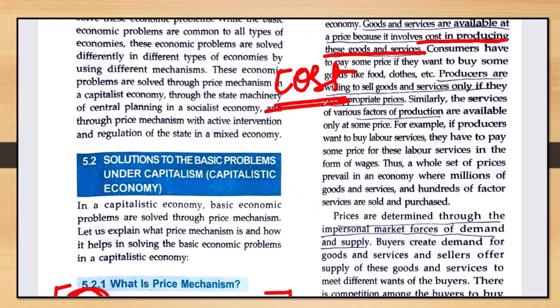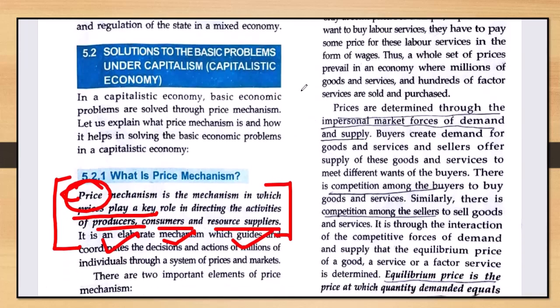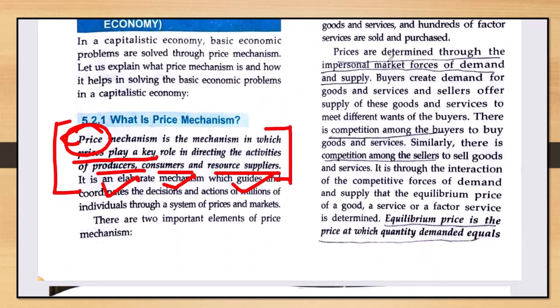Because for producing each and every good and service, you bear certain cost. So if you want to sell that good or service in the market, you won't be selling it below the cost. You will have to sell it above the cost. Considering all those factors, we put a value, a price, on the particular commodity. That is the price tag. Prices are determined through impersonal market forces of demand and supply. Now, what are these impersonal market forces? These are automatic forces of the market.